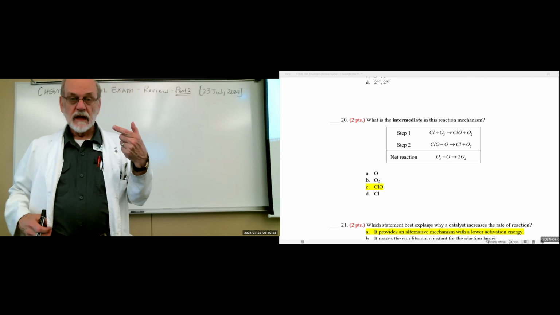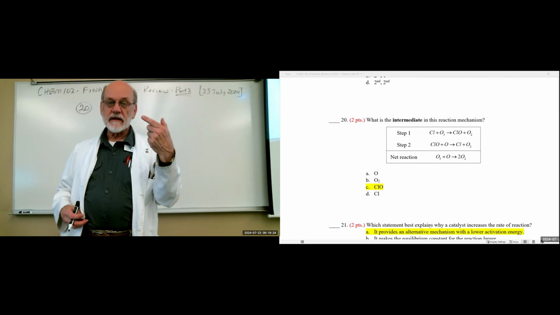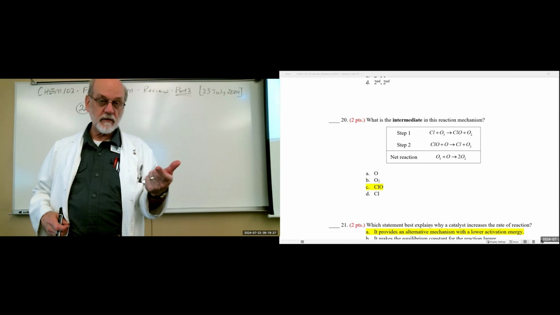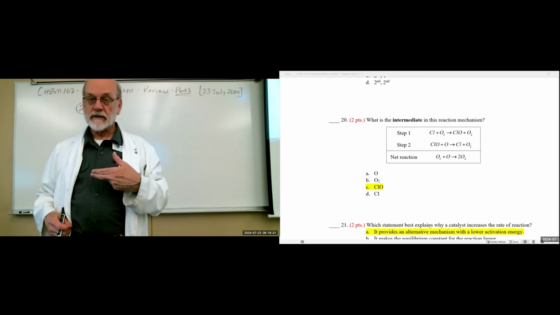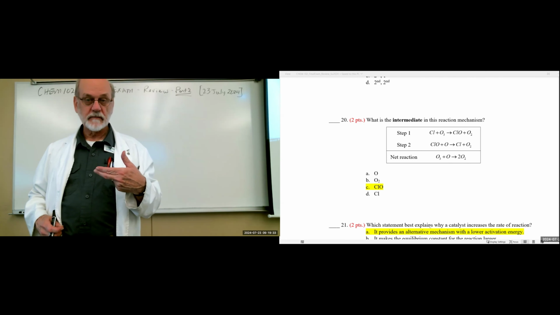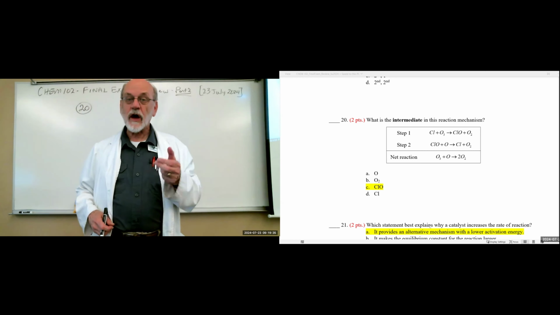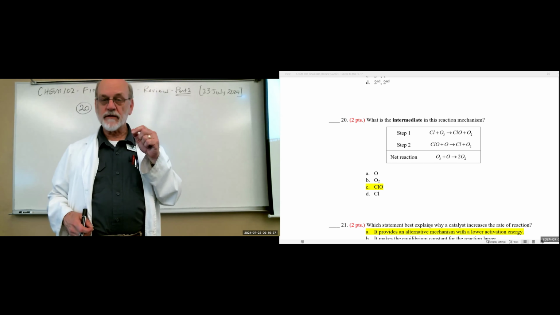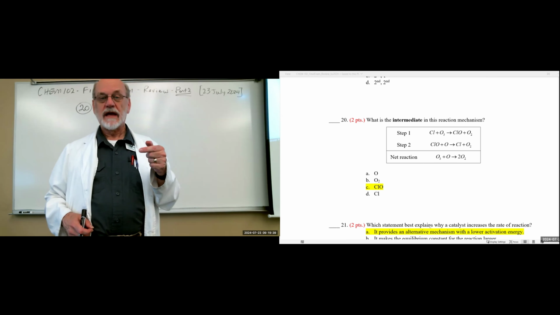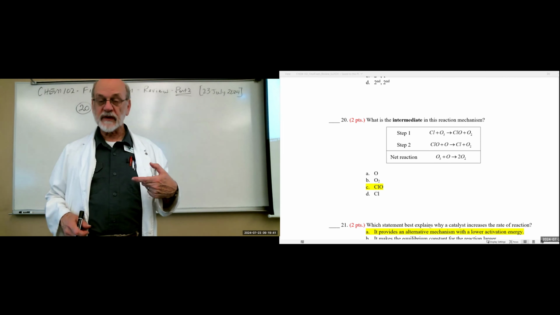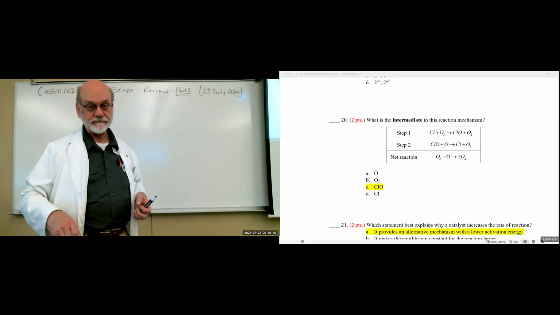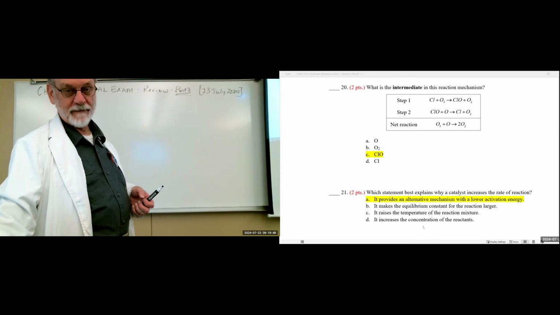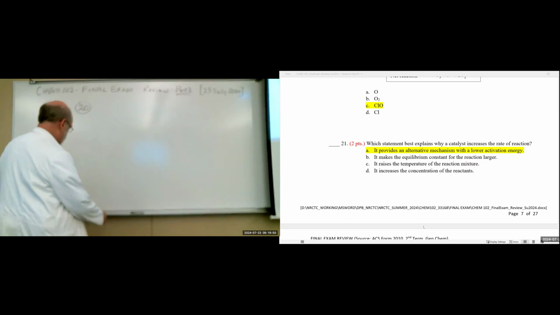Right? In the first step, the chlorine, which is probably a radical, free radical, it enters and comes out. So that's a catalyst. The intermediate appears on the product side of the first step, ClO, and disappears before the reaction is complete. So the intermediate is ClO. All right. 21.